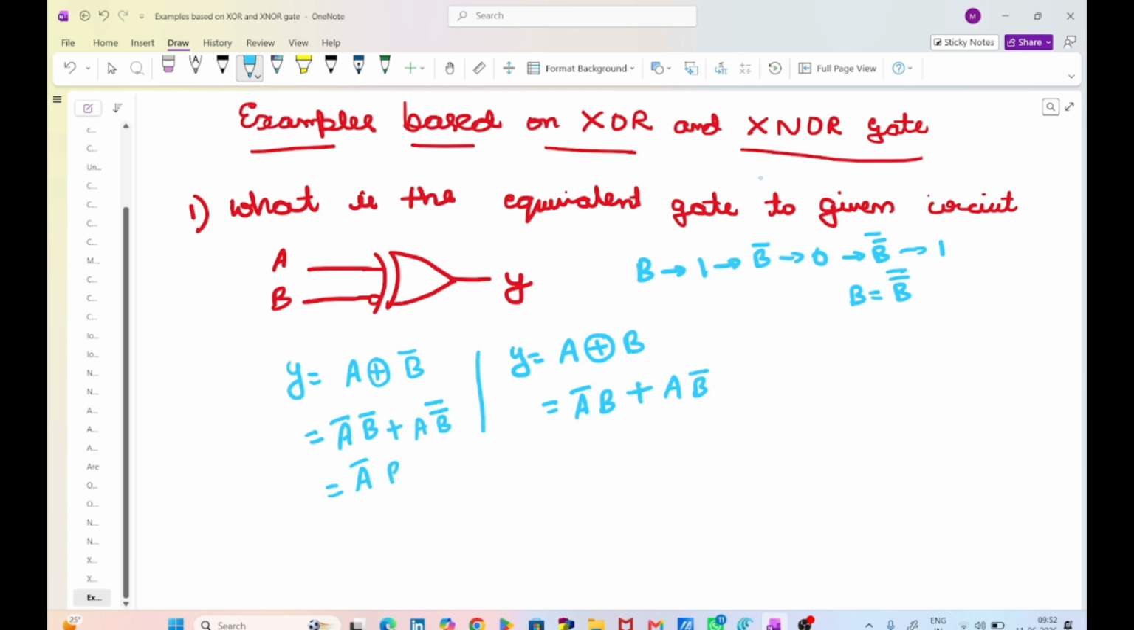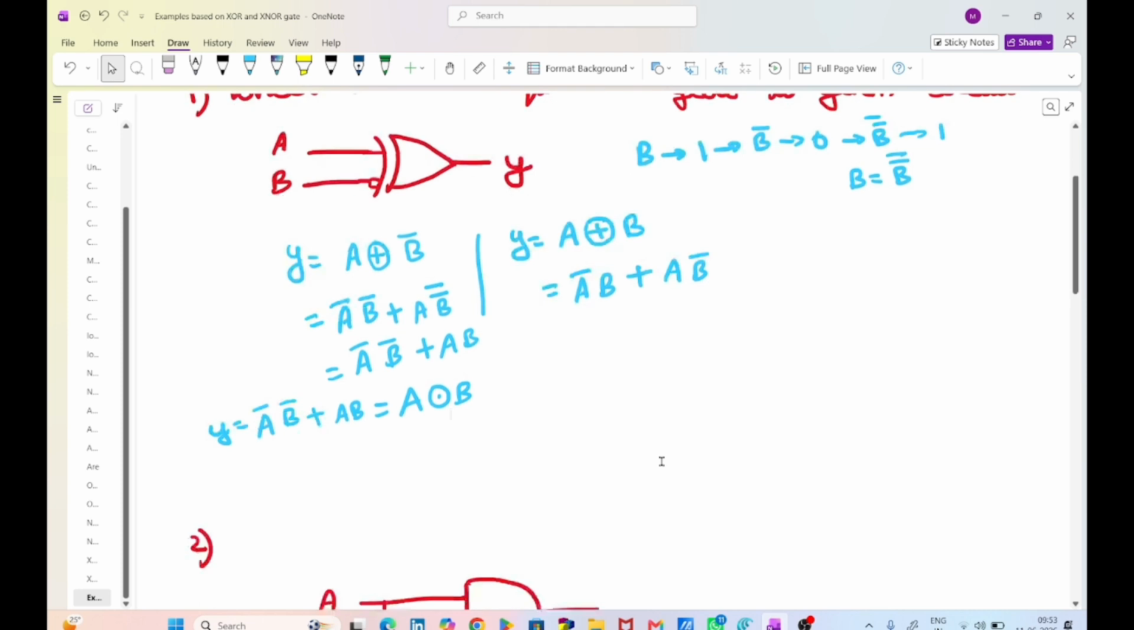A bar B bar plus A B. We know that Y is equal to A bar B bar plus A B, which is equal to A XNOR B. This is the equivalent circuit to XNOR. Let us move to the next problem.